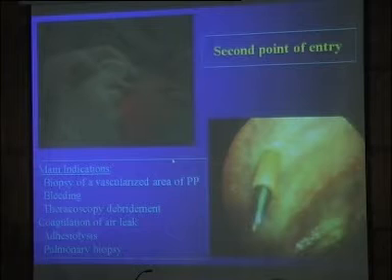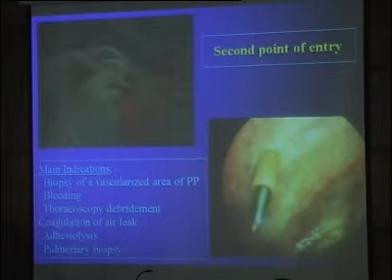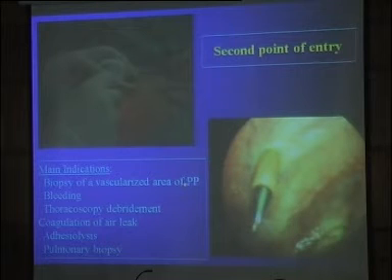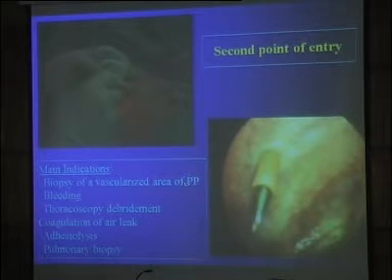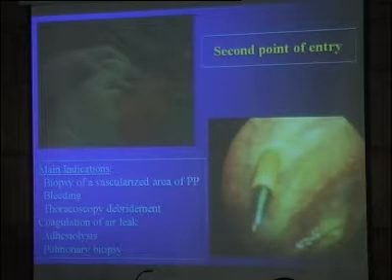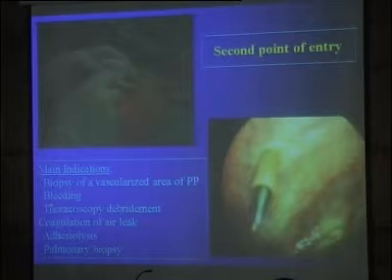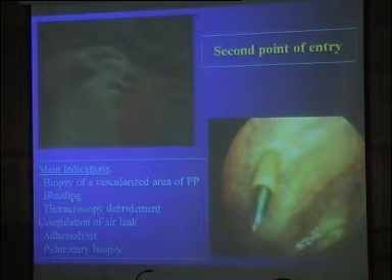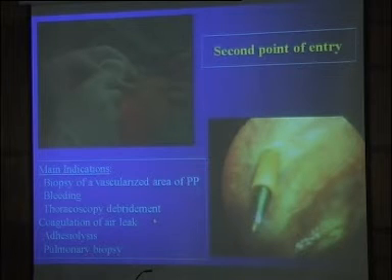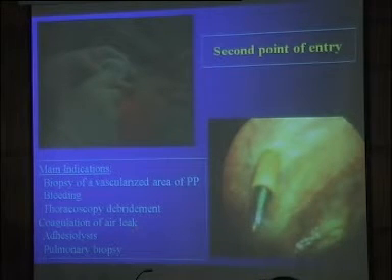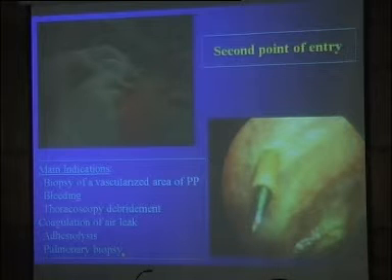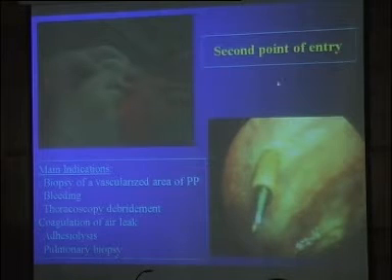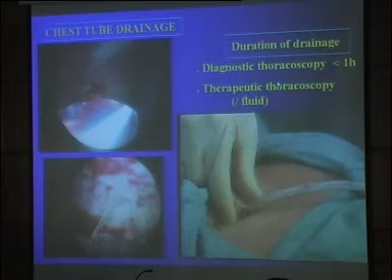The main indication of a second point of entry and the use of coagulating forceps is biopsy of a vascularized area of the parietal pleura, but usually we do not need this forceps to perform biopsy. In case of bleeding, it's the reason why you have to get coagulating forceps. It is also used for thoracoscopic debridement in case of adhesions, to coagulate an air leak, or to perform pulmonary biopsy, which is easy to perform during a thoracoscopic procedure.